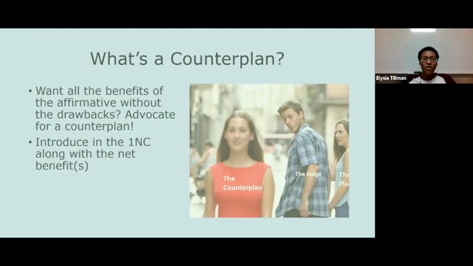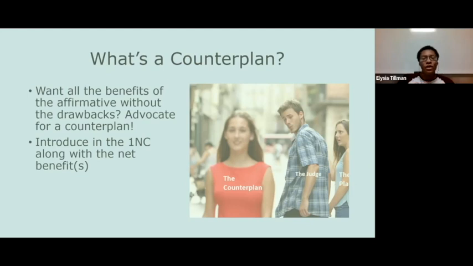So a counterplan is something that you can use to tell the judge, hey, I've got a better option for you than the plan, even if you care about the affirmative harms more than anything else in this round. One thing to note about counterplans is that you should only introduce a counterplan when you have a net benefit to go with it. We'll talk a little more in the next slide about what a net benefit is, but in general, if there's not some drawback to doing the plan that the counterplan avoids, then you're not going to want to run the counterplan.